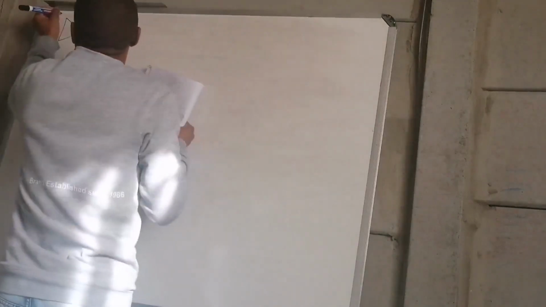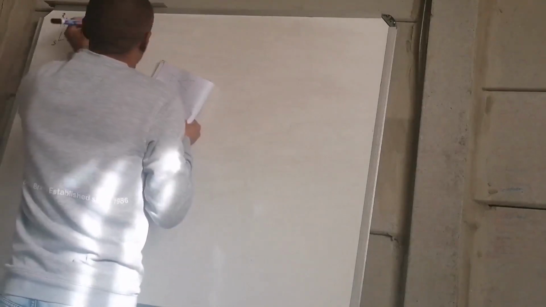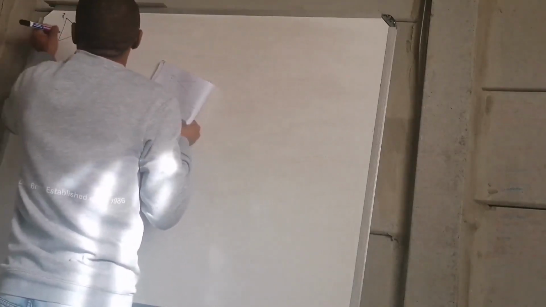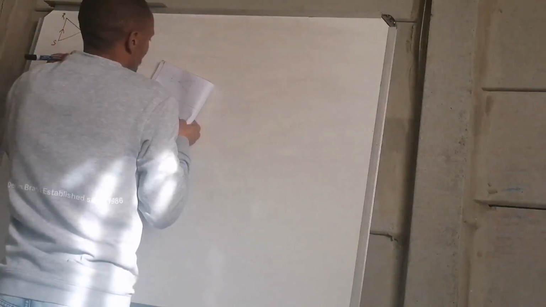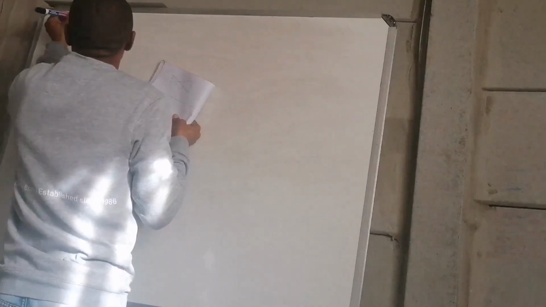Okay, we have R, S, T, M, L. This side is parallel to that side, and then we want to get X, we want to get 9, we want to get 2, we want to get 3.